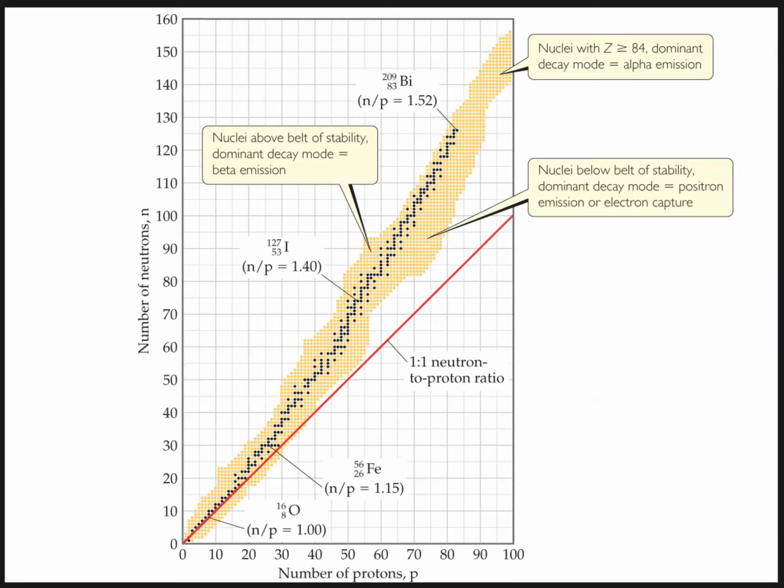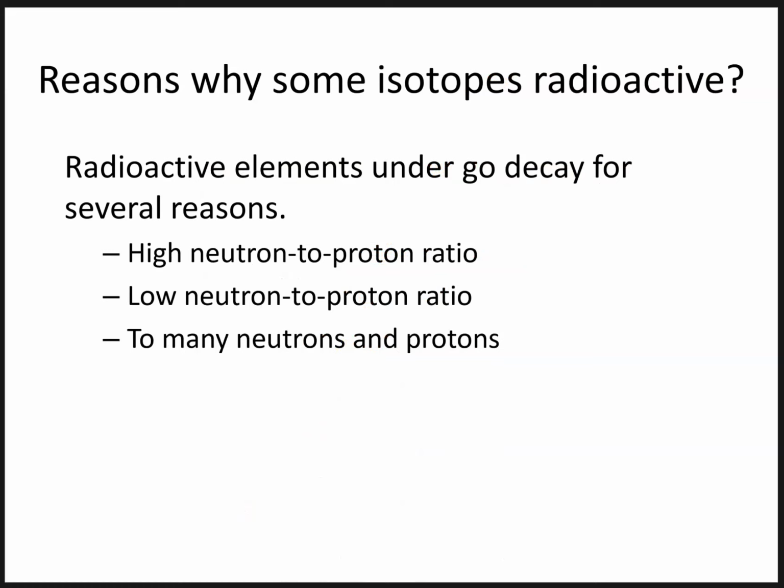So, here we go. Reasons why some isotopes are radioactive. We have too many neutrons, too few neutrons, or just too many protons and neutrons altogether.